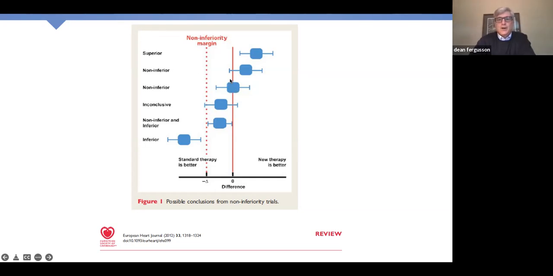Similarly, if you're right on the null, because your lower confidence interval doesn't cross that non-inferiority margin, again, it's non-inferior. Now, where you get into trouble is when it's non-inferior in terms of the point estimate, but your lower confidence interval actually crosses that non-inferiority margin. So here it's like, say 2.6% or 2.8%. Then it's inconclusive. You need to go back and do another study.